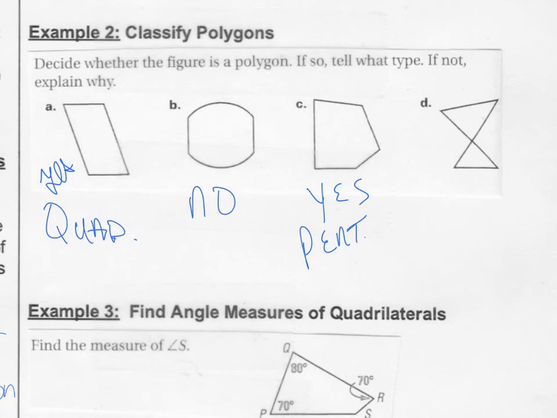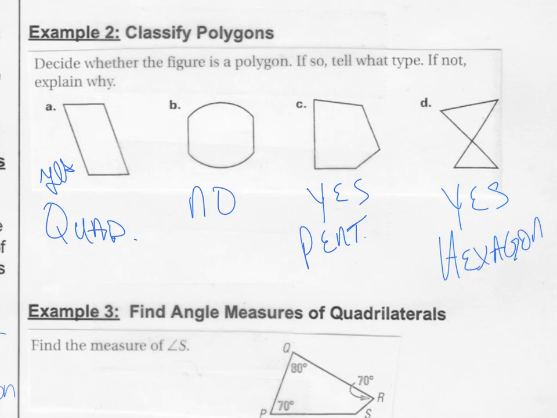And D looks a little different here. Let's check it out. 3 or more sides? Yeah, 1, 2, 3, 4, 5, 6 sides. Are they all closed? Do they all come to a point? Yeah, they do. So that would be a yes. It's a polygon. How many sides was it? I believe it was 6, right? Which would mean it's a hexagon.